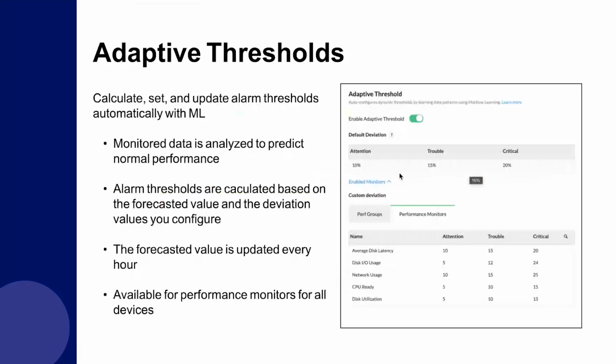OpManager Plus analyzes past device performance and forecasts a normal performance value for all the performance metrics at all times. So for every device, each type of device, for every monitored performance metric, OpManager Plus will analyze the past data and forecast what normal data is for that device. This forecasted value is updated every hour, so it will always remain updated. Now, how can you set up the attention, trouble, and critical thresholds that I mentioned in this case? You can do that with something called a deviation value. Let me show you how this works in the product.